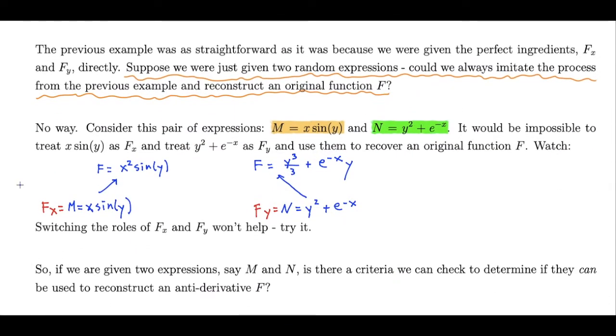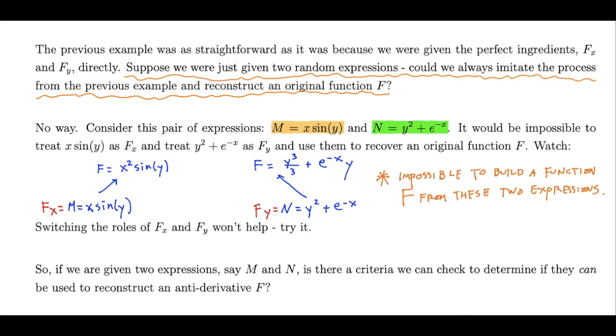In the current example, that's not true. The terms that differ are built out of x's and y's. Here I have an x squared sine of y. Here I have an e to the negative x y. And it is impossible to somehow combine these two capital F expressions into a single capital F such that these would be appropriate partial derivatives.